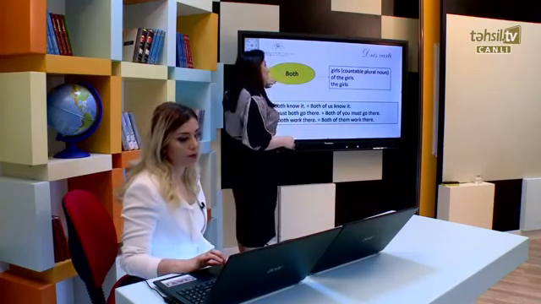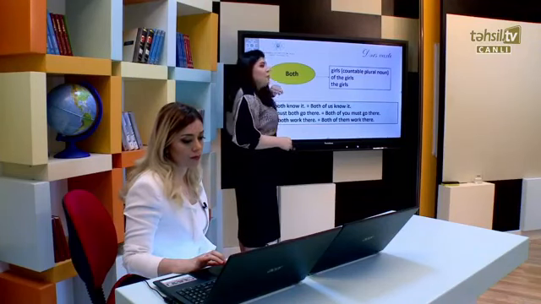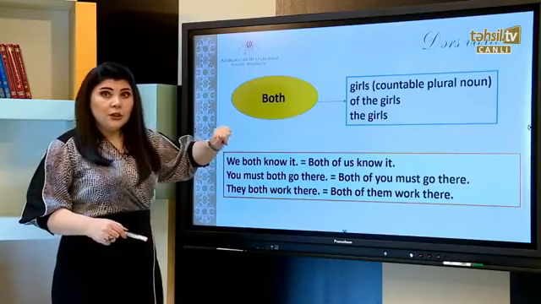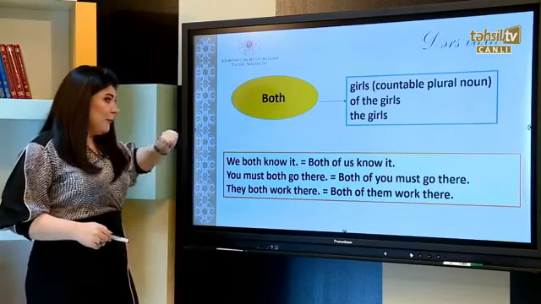Let's speak about both. Both is used with a countable plural noun. We can say "both girls." We can say "both of the girls." Or we can say "both their girls," "both these students." Okay? Is it clear?